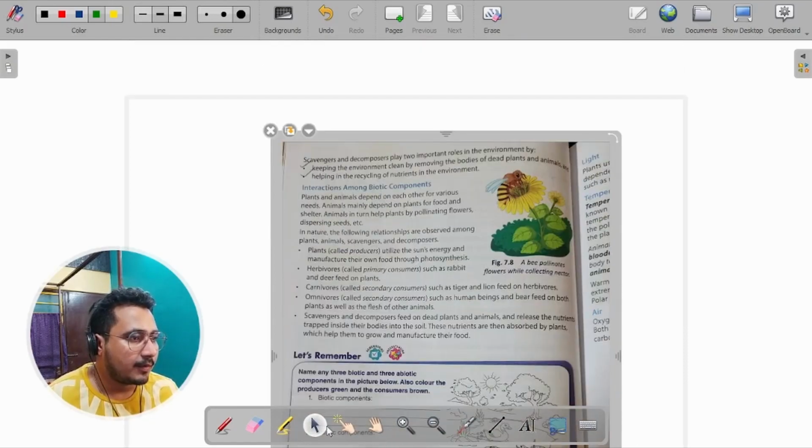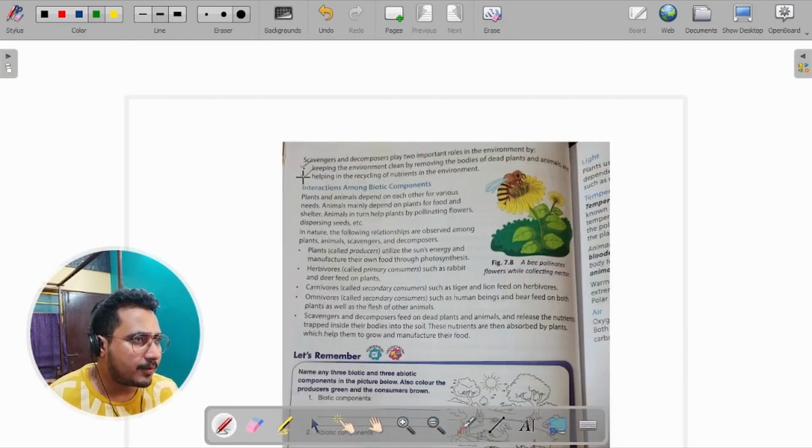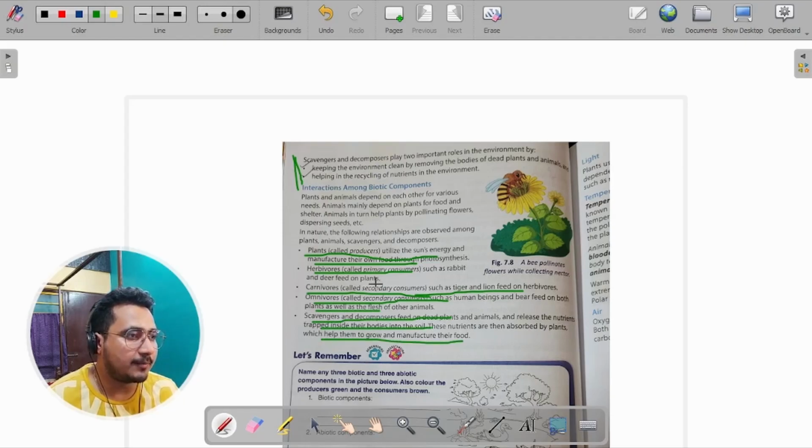Introduction, that is important. These two things that you have already underlined are very important. Now, which one is called the consumers, which one is called the secondary consumers, which are producers, and how they are linked, and how the scavengers and the decomposers play their role. That portion, like the plants, what are they?